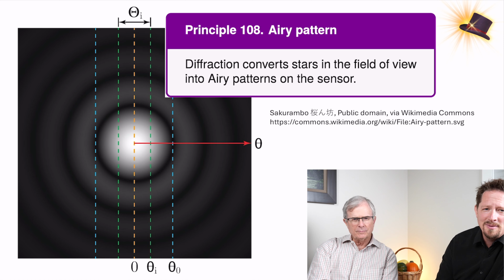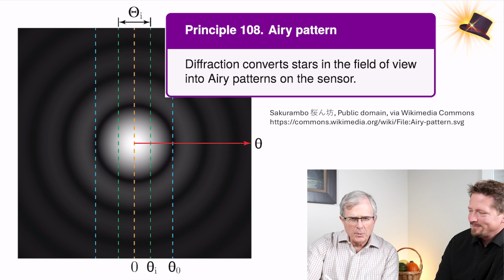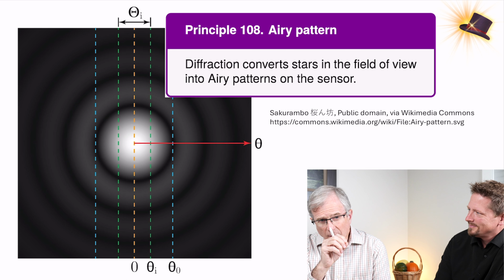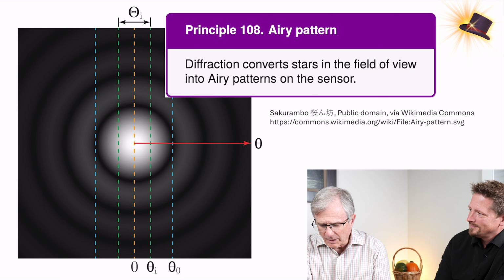Principle 108, Airy pattern. Diffraction converts stars in the field of view into Airy patterns on the sensor. So this is what we talked about in the intro, where you take a pinpoint star in the field of view, it produces this target-shaped Airy pattern.